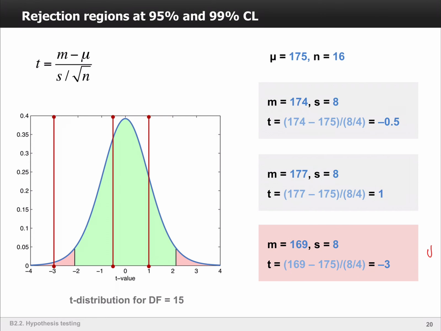But if you take, for example, confidence level 99%, these are the rejection limits for 99% of cases. So here we have 99% of the most common values, right? And you still see that the t-value for our last calculated sample will be too extreme. So we have to reject the null hypothesis, okay?